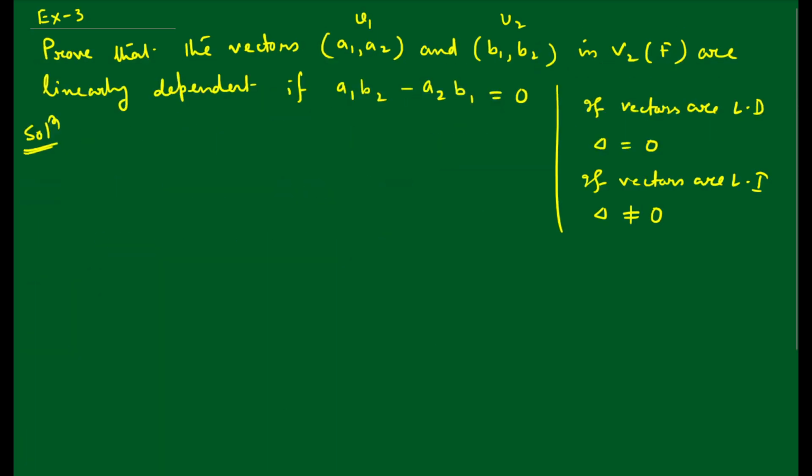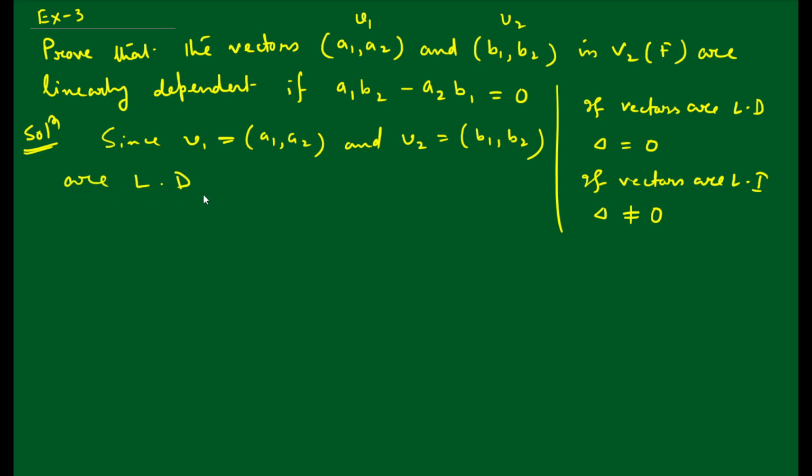So here we'll take this particular method. It is given that the vectors are linearly dependent. Since A1, A2 and B1, B2 are linearly dependent, what can we write? We can write the coefficients, which are A1, A2, and then B1, B2, equals 0. Now just simply break the determinant. It will be A1 B2 minus A2 B1 equals how much? 0. Okay. So this is very simple.